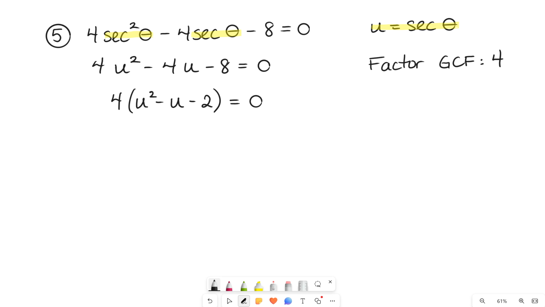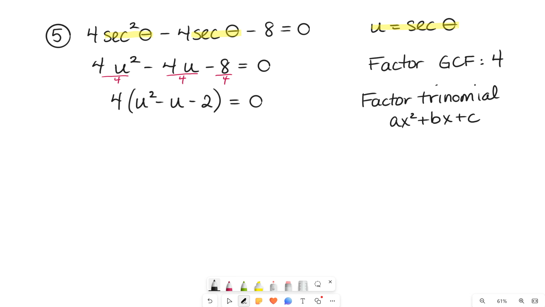So this is what you should have written: 4 times (u squared minus u minus 2). You identified what the GCF was, and you had to divide everything by 4. When you did that, the answer of your division was put inside the parentheses. But you're going to notice that we can't apply the zero product property yet, because that u squared minus u minus 2 still needs to be factored. We need to factor this trinomial.